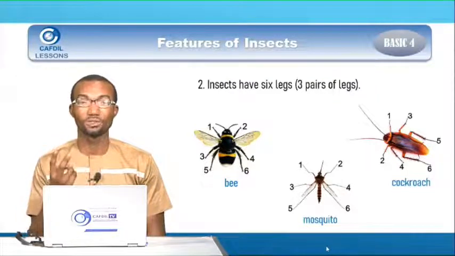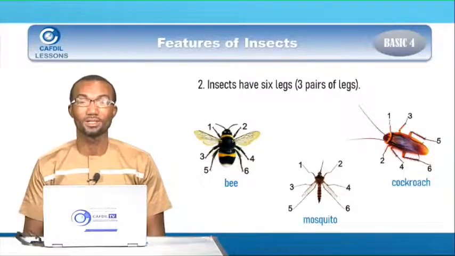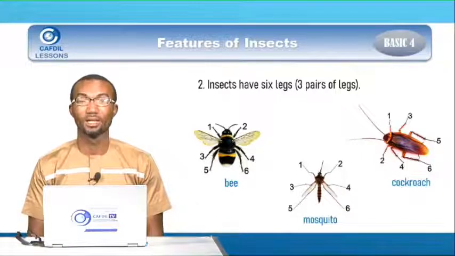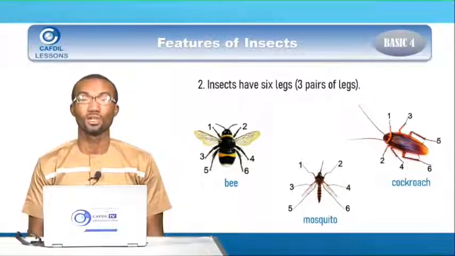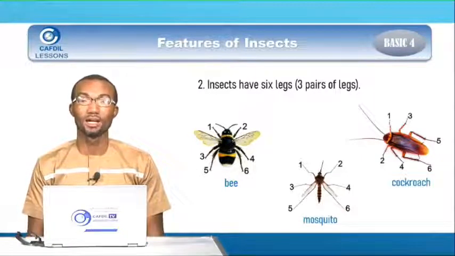We humans have only 2 legs, but they have 6 legs. And they are the smallest of all animals too, and they have 6 legs. So insects have 6 legs, remember, or 3 pairs of legs.